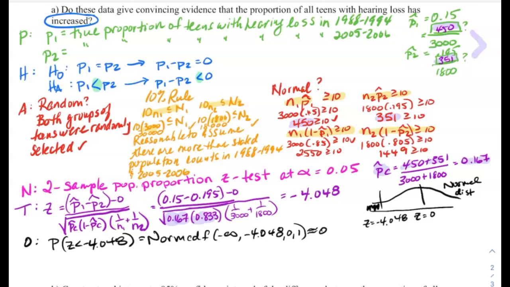Okay, and then we're going to move on to make a decision. So make a decision looks just like our usual one. Compare the p-value to the alpha level. So since 0 is less than 0.05, we reject the null hypothesis.